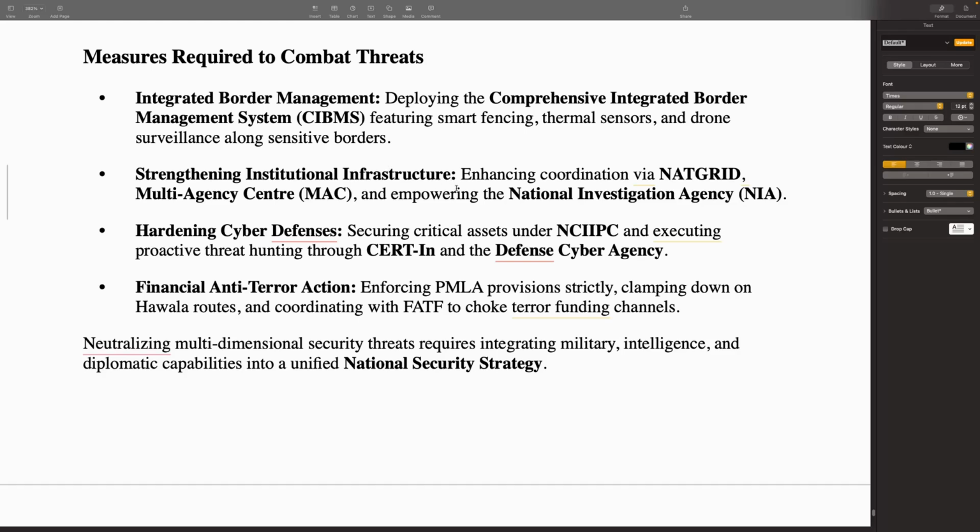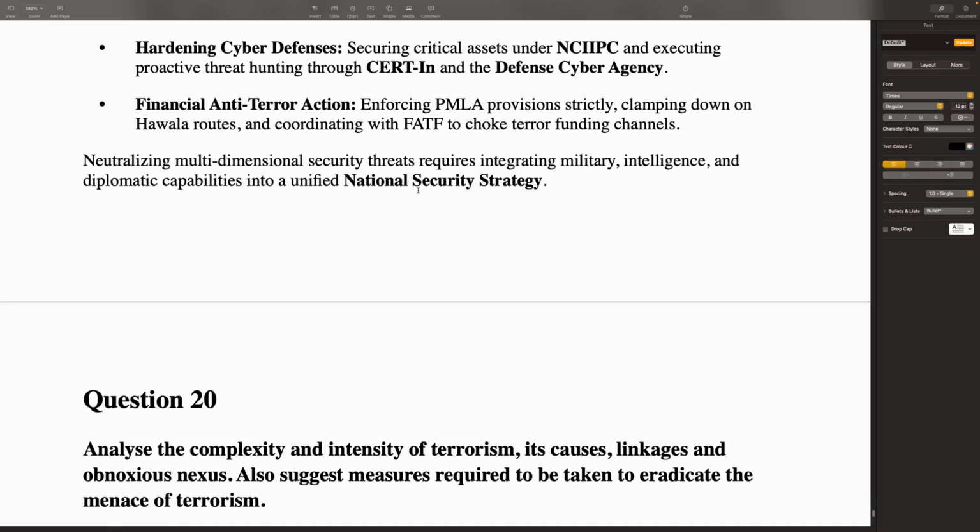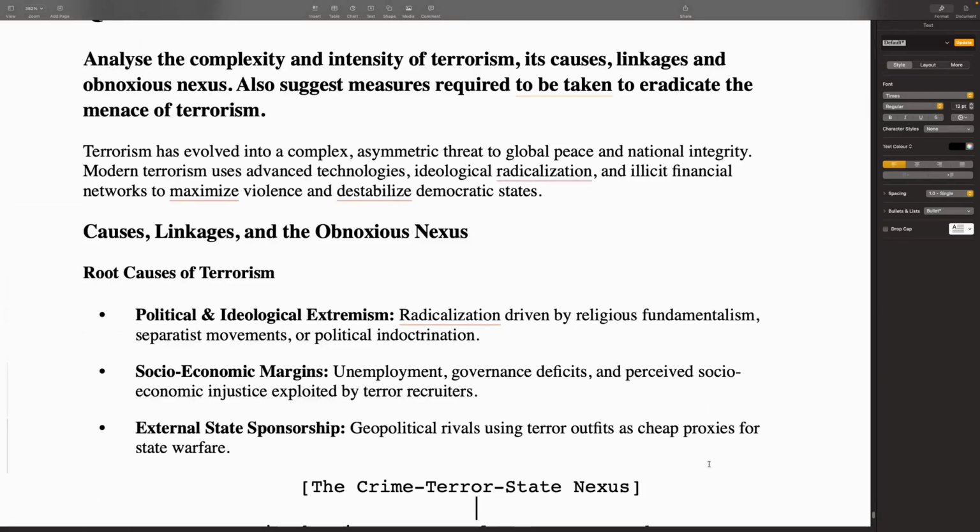Neutralizing multidimensional security threats requires integrating military, intelligence, and diplomatic capabilities into a unified national security strategy. Question 20. Analyze the complexity and intensity of terrorism, its causes, linkages, and obnoxious nexus. Also suggest measures required to be taken to eradicate the menace of terrorism. Terrorism has evolved into a complex, asymmetric threat to global peace and national integrity. Modern terrorism uses advanced technologies, ideological radicalization, and illicit financial networks to maximize violence and destabilize democratic states.